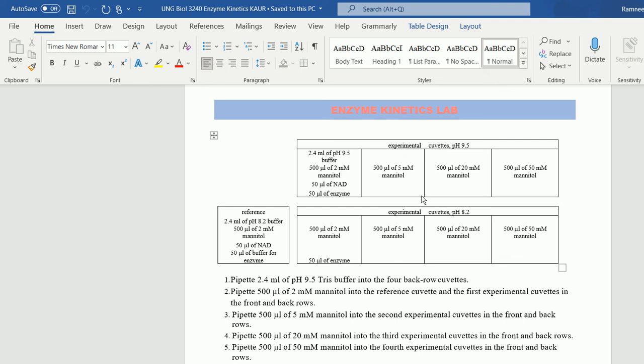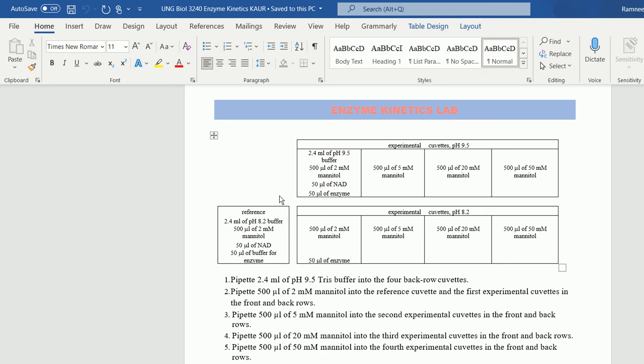So what we are changing in these 4 cuvettes is the substrate concentration. And this is at pH 8.2. So which means that in this you will be adding 2.4 ml of buffer, which is at pH 8.2. And other than that, these 4 tubes get the buffer pH 8.2, and they will be getting 50 microliters of enzyme, 50 microliter of NAD, and the first one will be getting 500 microliter of 2 millimolar mannitol.